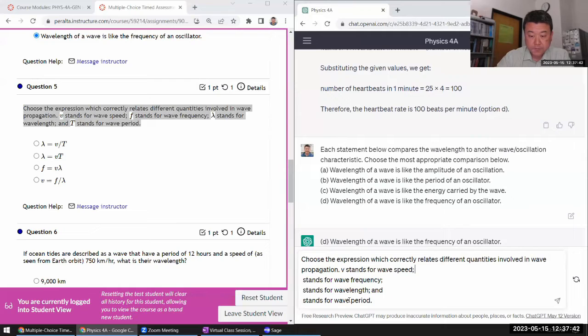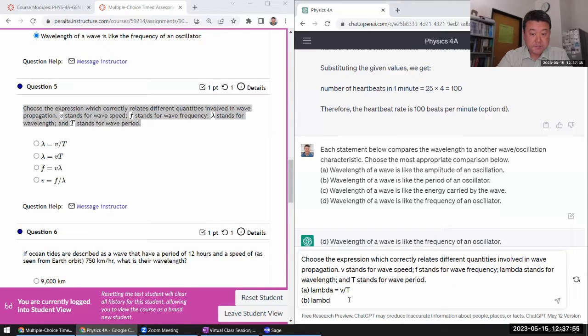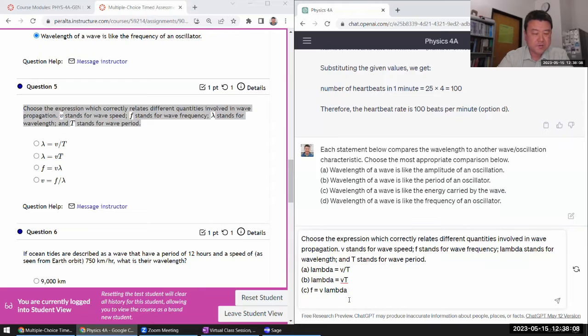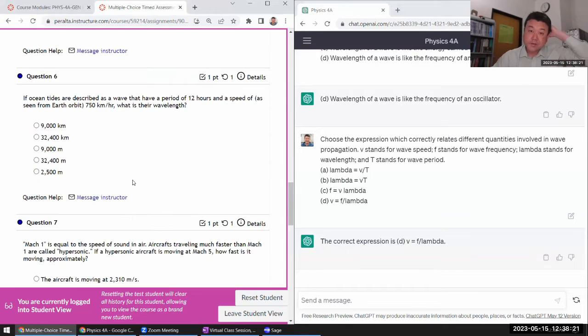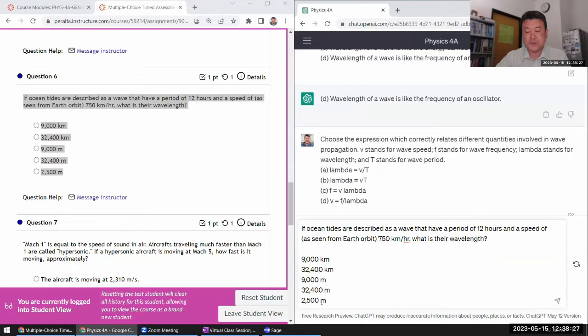So V stands for wave speed, F stands for frequency, lambda stands for wavelength, and T stands for wave period. A: lambda is equal to V divided by T. B: lambda is equal to V times T. C: frequency is V times lambda. And I'm deliberately not putting in any additional symbols. D: V is equal to F divided by lambda. But I think ChatGPT understands implicit multiplication fine, to the extent that it understands any math, because it's a large language model and it's not actually understanding math. It's doing what language models do.